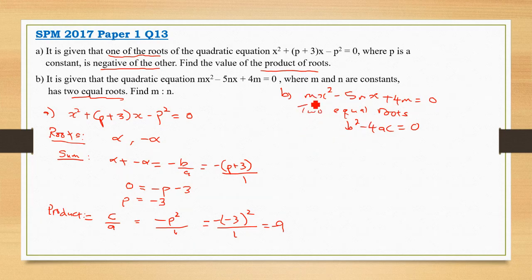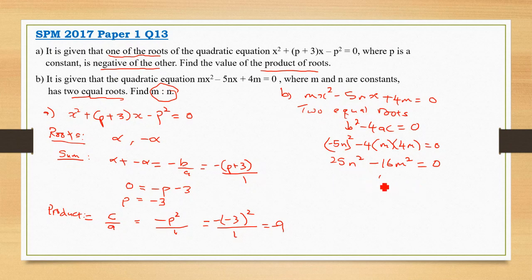Okay, so what are your A, B, C? Your A is m, B is negative 5n, and C is 4m. So let's put it in. Minus 4, your A is m, and C is 4m, equals 0. What you get is 25n squared minus 16m squared equals 0. What did the question want? They wanted you to write in this form, called the ratio form, m with the ratio of n.